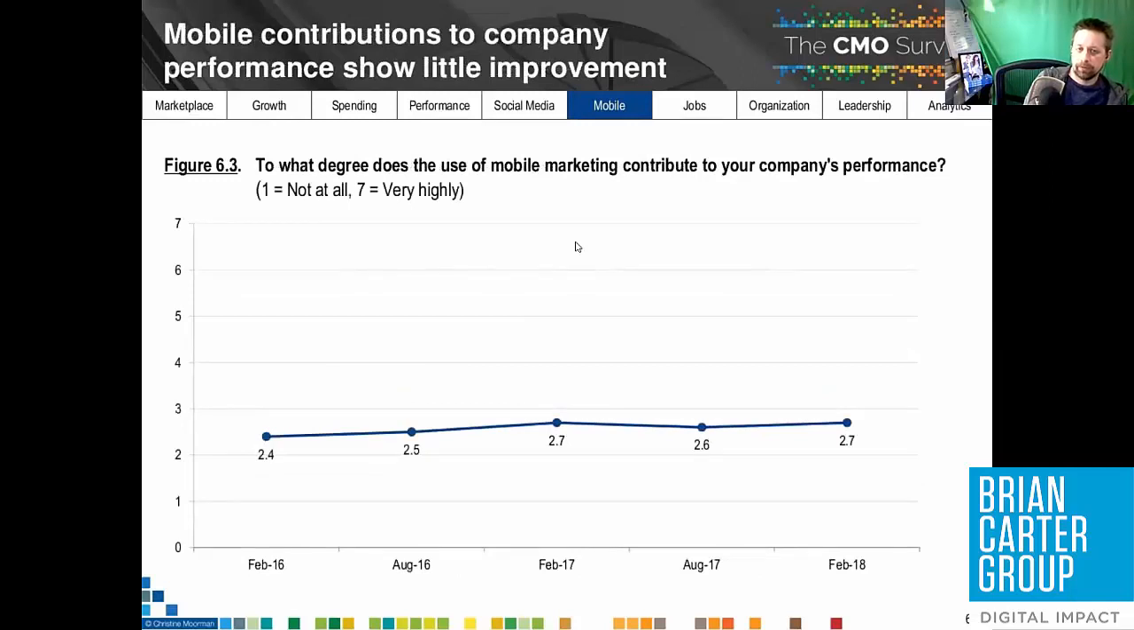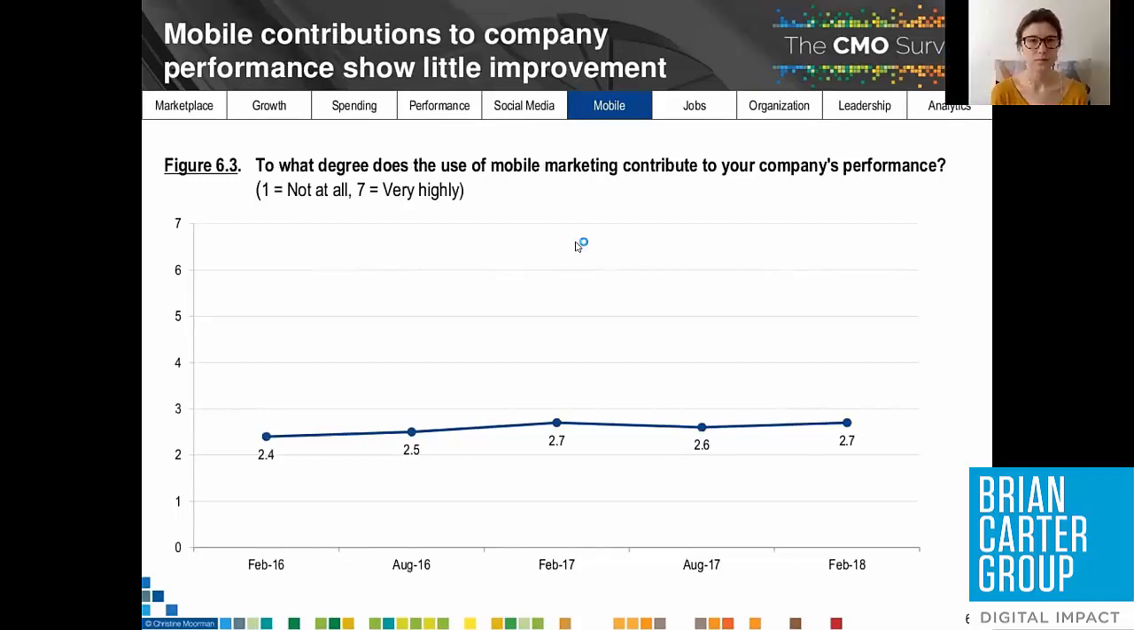Mobile contributions to company performance show little improvement. It's very similar to social. Of course, they aren't doing this for everything. I would like to see this for everything. Yeah. Because is everything showing little improvement? That's right. Now I'm starting to wonder if people are just not improving at anything. Yeah. But you would think this number would be going up even faster because of the doubling in the use. Well, that's a good point. We have to figure out how much marketing is contributing to their company's performance.